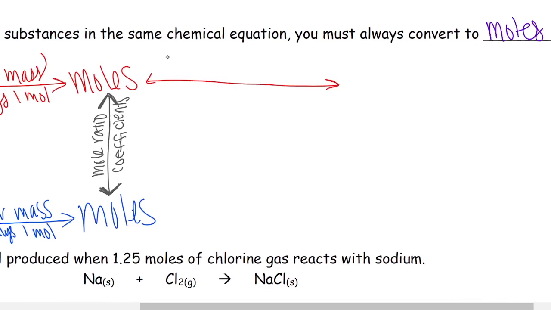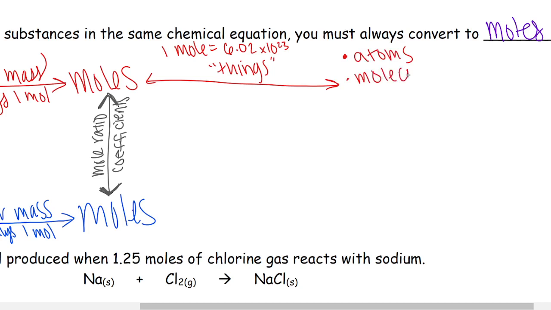So using Avogadro's number, 1 mole equals 6.02 times 10 to the 23rd things. And just like we talked about last time, those things are generally going to be atoms, molecules, or formula units.